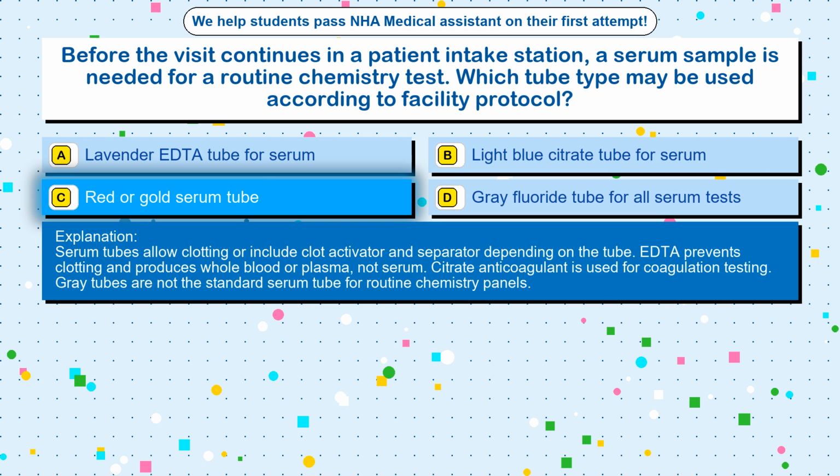Serum tubes allow clotting or include clot activator and separator depending on the tube. EDTA prevents clotting and produces whole blood or plasma, not serum. Citrate anticoagulant is used for coagulation testing. Gray tubes are not the standard serum tube for routine chemistry panels.